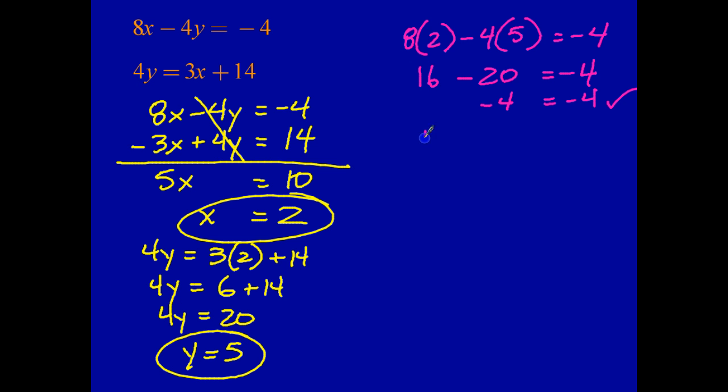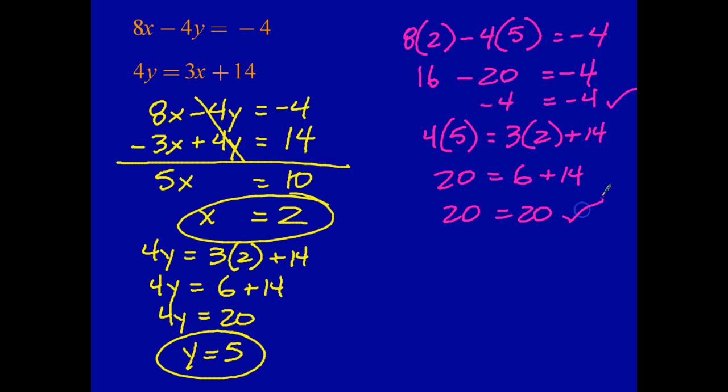Okay, next one. 4 times y, which is 5, is equal to 3 times x, which is 2, plus 14. So we've got 20 is equal to 6 plus 14. Does that work? 20 is equal to 20. That one works also. Okay. So my solution would be x is 2 and y is 5. If I were to graph that, they would be two lines that would intersect at 2, 5.